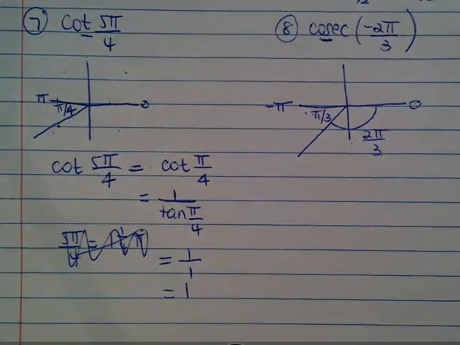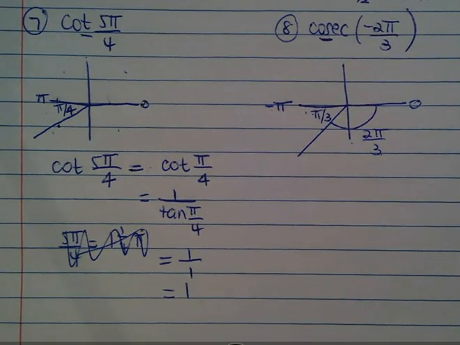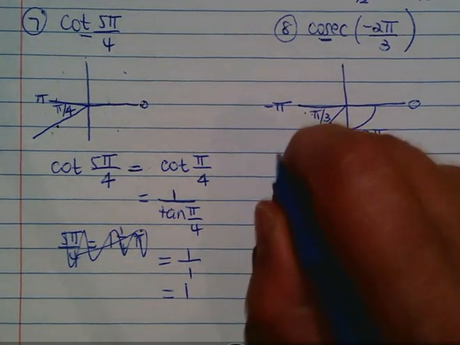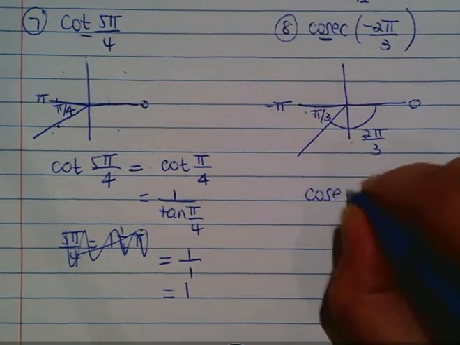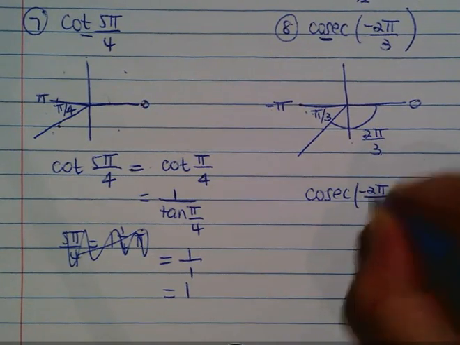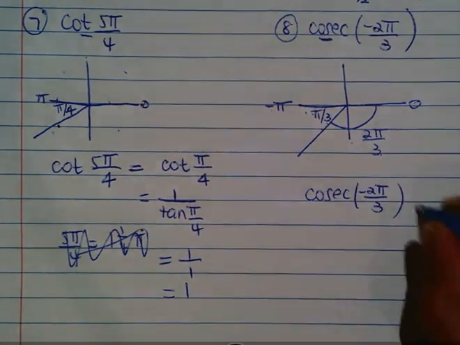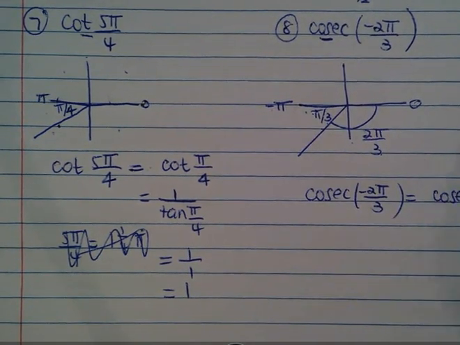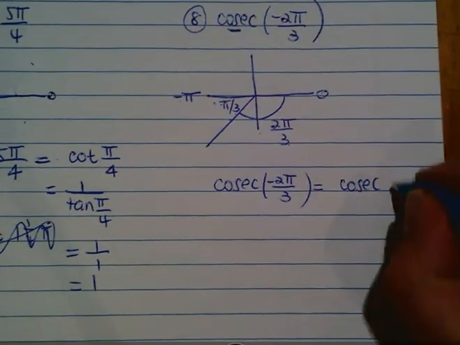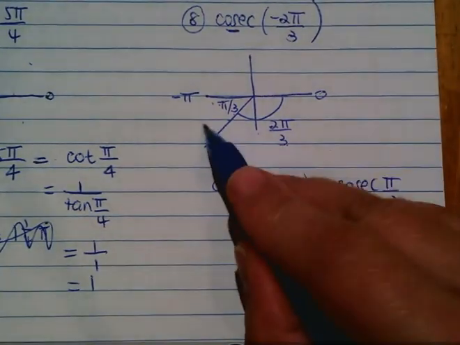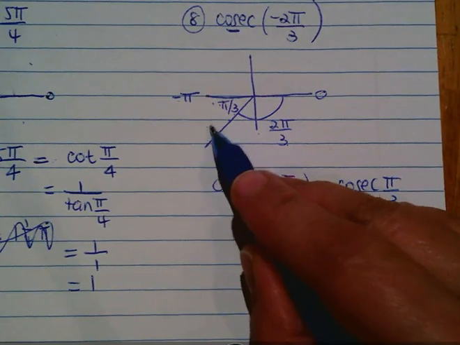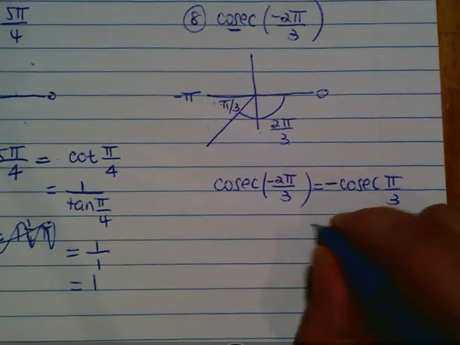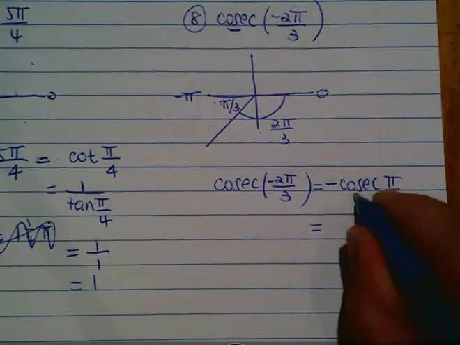So we're looking at cosec. Now, the cosec is the reciprocal of sine. So because sine is negative in quadrant 3, so is cosec. So the cosec of negative 2 pi on 3, remember the negative just tells me to travel this way, is the same as the cosec of the related acute angle. Now it's cosec pi on 3, but is cosec positive or negative in quadrant 3? And it's negative because sine is also negative. So it's negative cosec pi on 3.